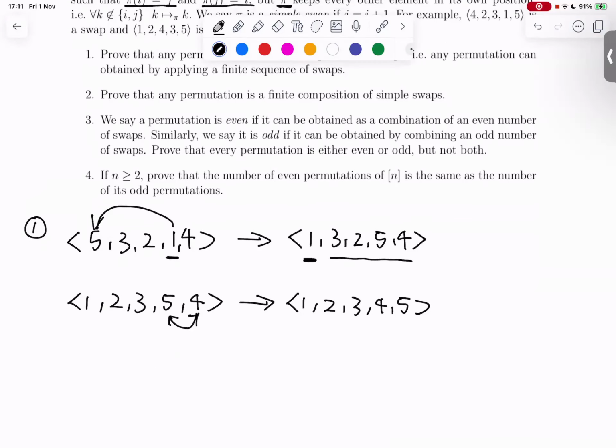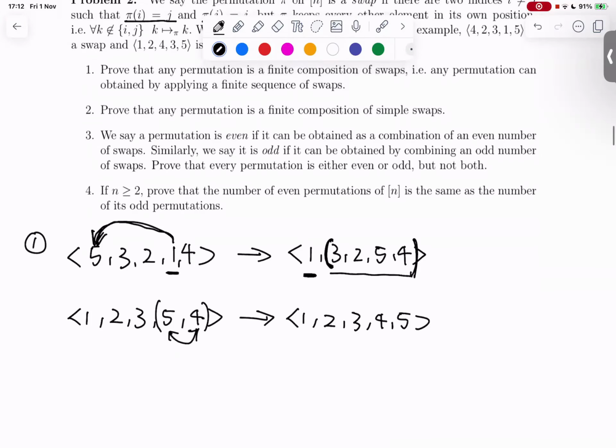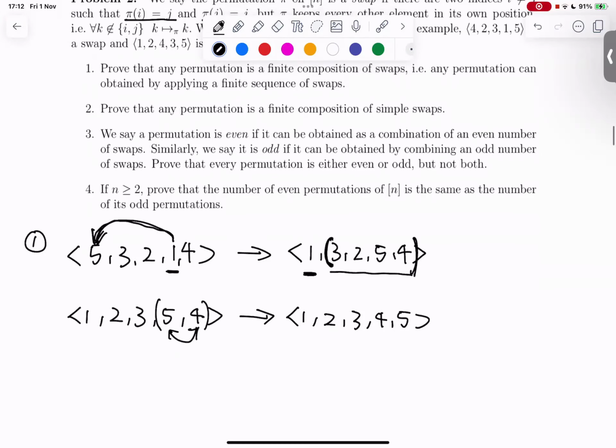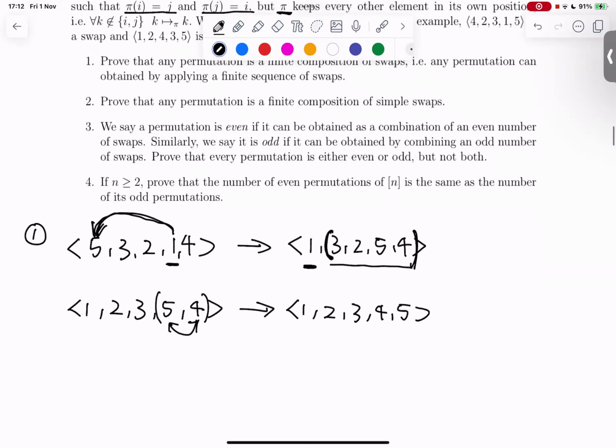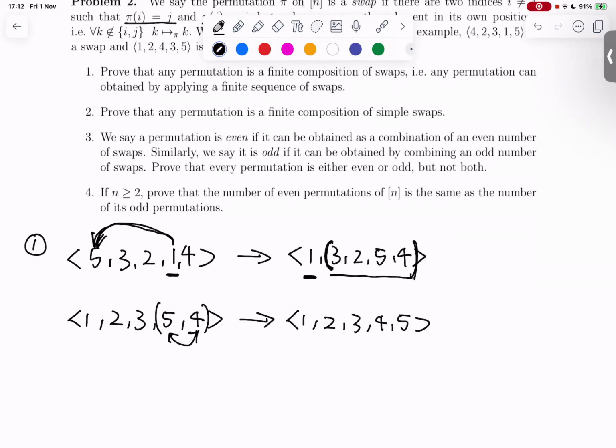Since every time we do this kind of swap, we find the smallest element and then put it back to its position, the number of unsorted elements is decreasing. You can see now here we only have 2 unsorted elements. So every time we perform a swap, the number of unsorted elements decreases. So after a finite sequence of swaps, we can definitely restore the original permutation. So reversely, from the original permutation, we can obtain any other permutation.